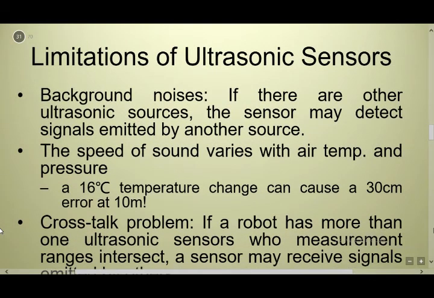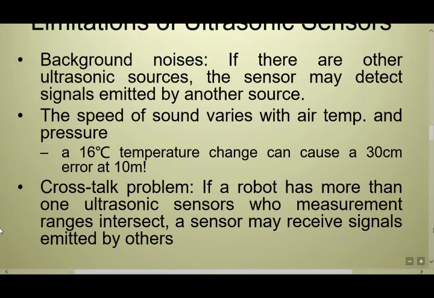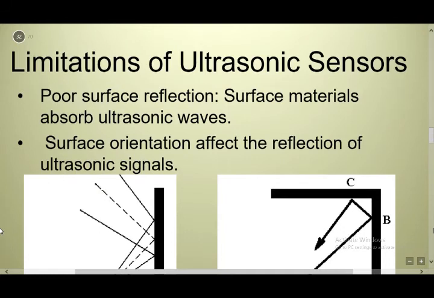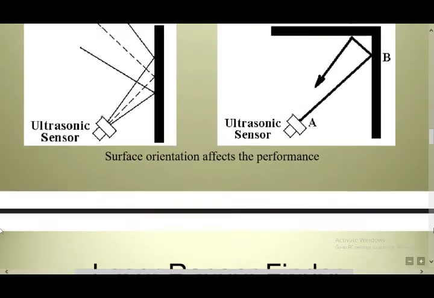Limitations of ultrasonic sensors: background noise. If there are other ultrasonic sources, the sensor may detect signals emitted by another source. The speed of sound varies with air temperature and pressure. Crosstalk problem: if a robot has more than one ultrasonic sensor whose measurement ranges intersect, a sensor may receive signals emitted by others. Poor surface reflection: surface materials absorb ultrasonic waves. Surface orientation affects the reflection of ultrasonic signals.